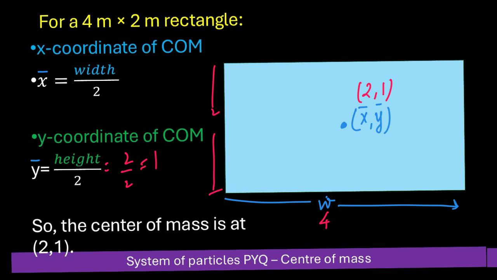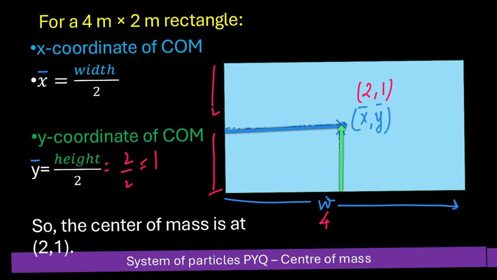Okay, I hope that makes sense. Or maybe like this. Okay, so this distance here represents distance from the x-axis and this represents distance from the y-axis, right? So if you walk 2 units along the width, and then from there if you walk 1 unit along the height, that point is where the center of mass is located.